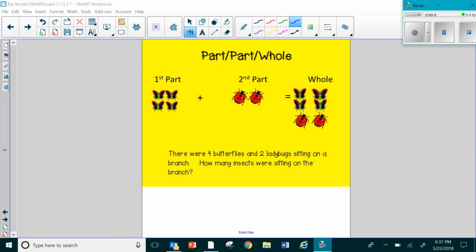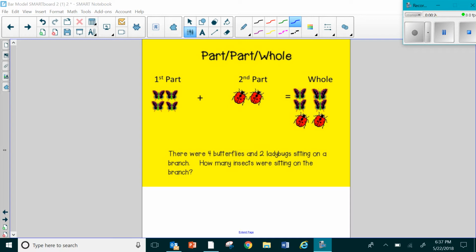We will now begin to look at the part-part-whole model. We have one part plus another part equals the whole. So this says there were 4 butterflies and 2 ladybugs sitting on a branch. How many insects were sitting on the branch? So notice they drew a picture, first part, second part equals the whole.